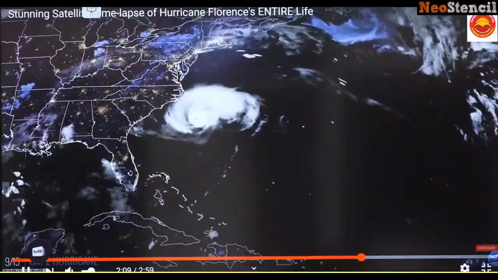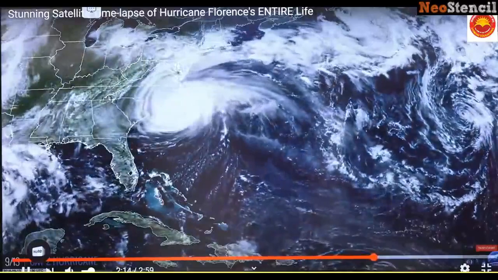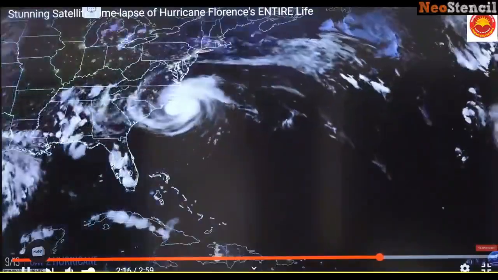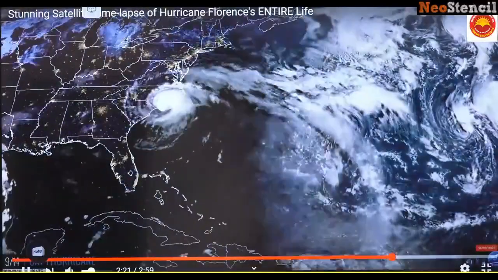Now look, this cyclone is approaching Florida, above Florida, and is going to hit the land now. It has entered the land. When it enters the land, it must die.